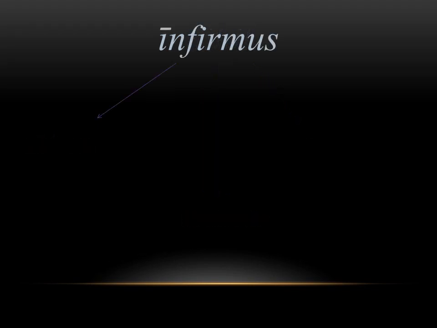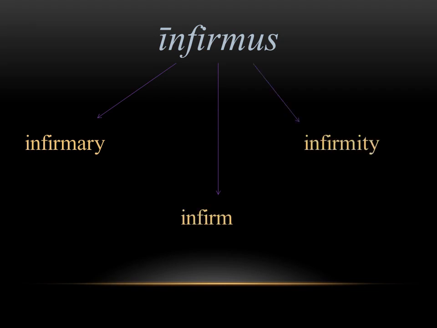Infirmus is a word that means weak or shaky in our chapter. And in English, the words we get from it are infirmary, infirm, and infirmity. In our chapter, they're going to be talking about a weak branch. But if you're thinking of a person, when you're weak, you're really sick. And the infirmary is another word for a nurse's office or a hospital. It's where you go when you're sick.